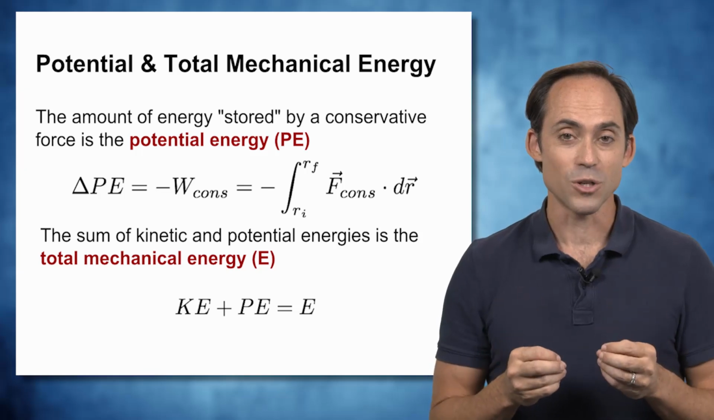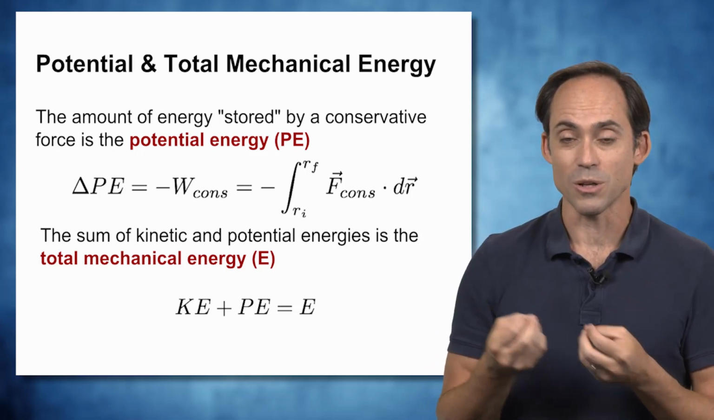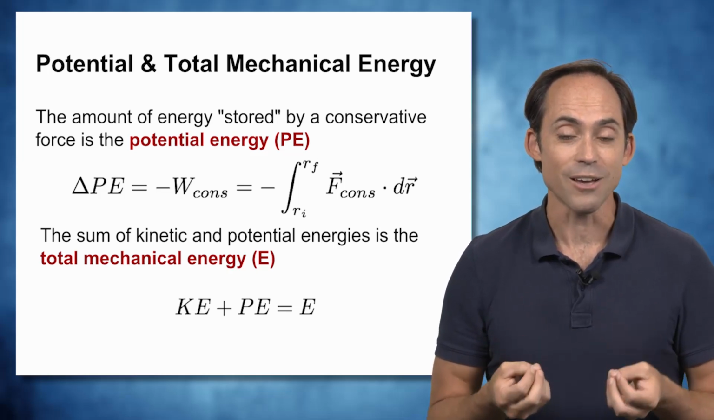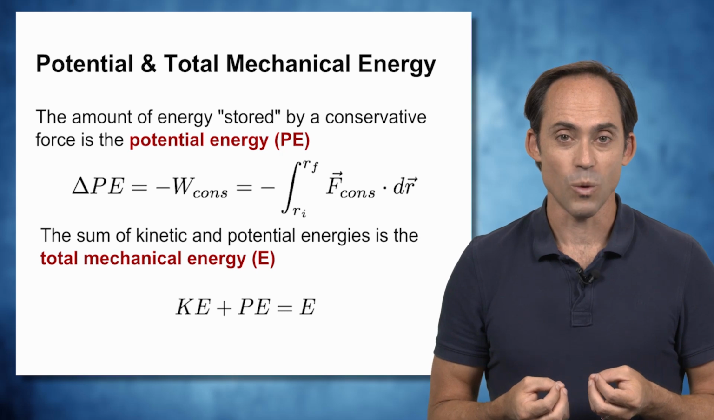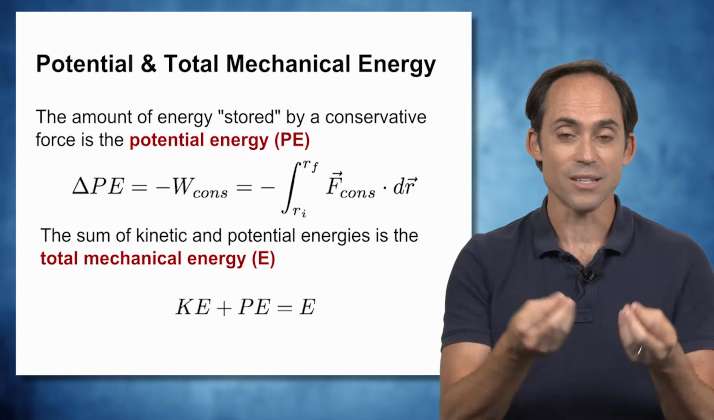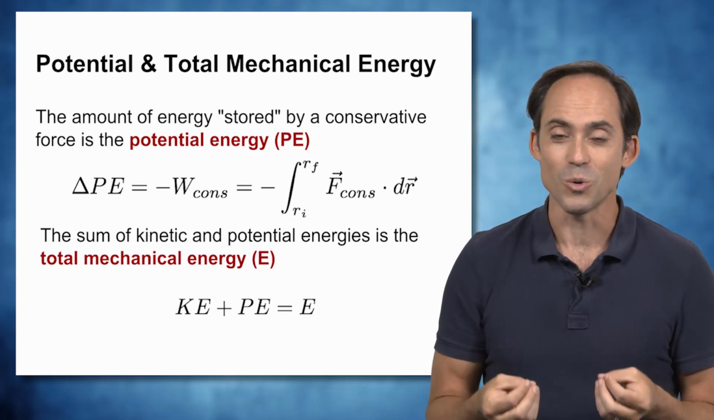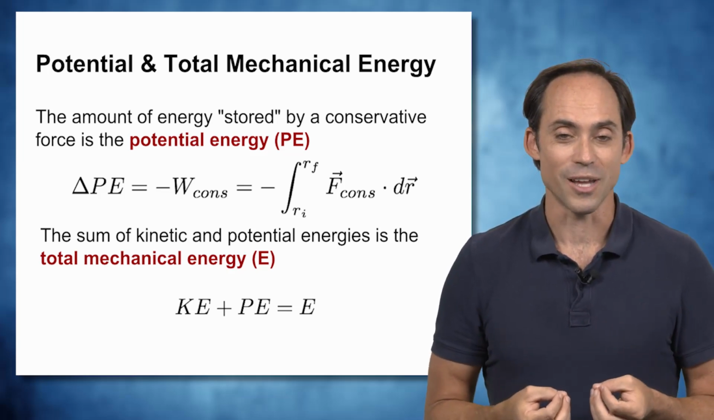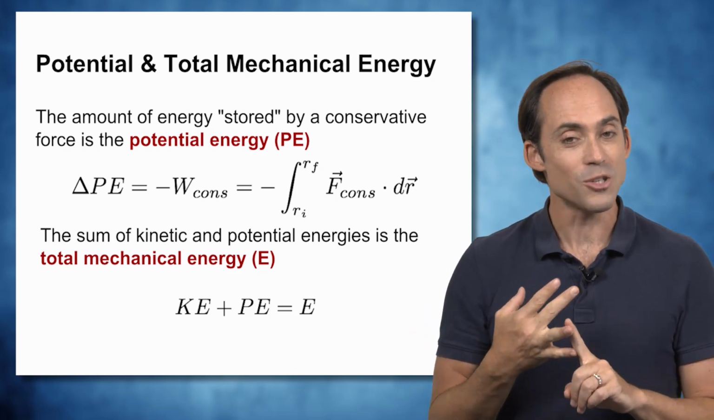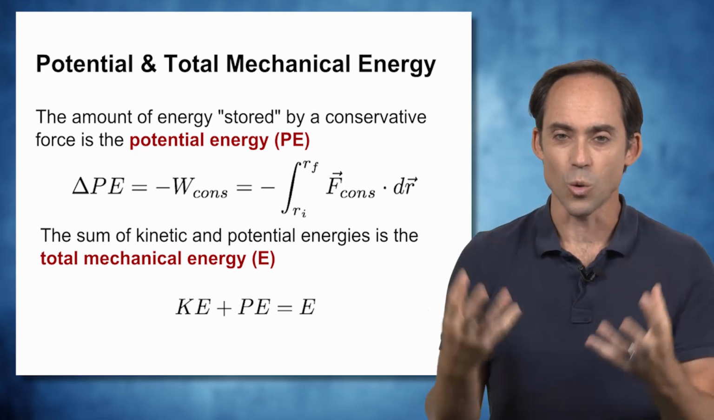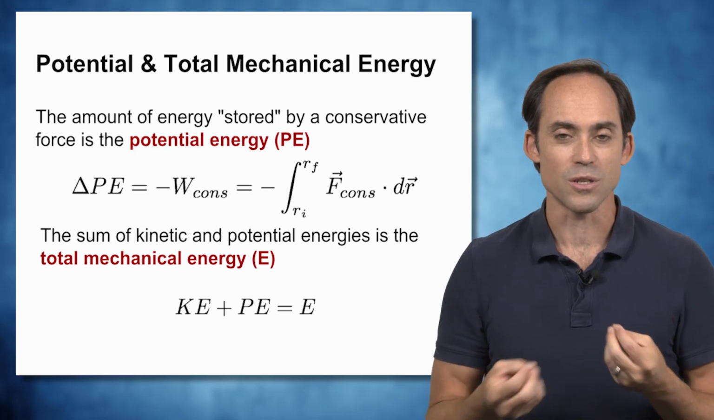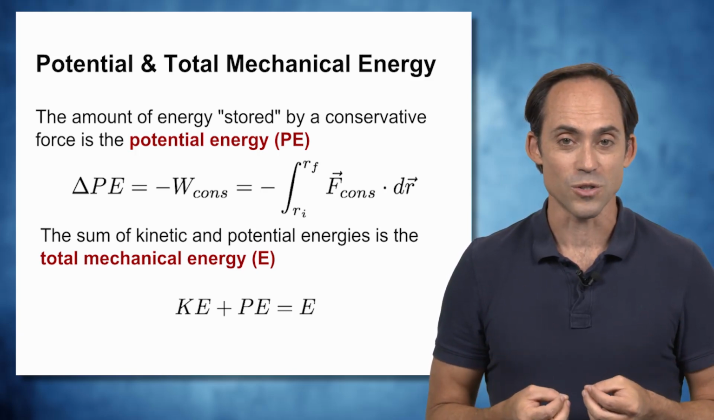Now, the interesting thing is, of course, that because the work along the path is independent of the path, it's very easy often to calculate these potential energies. And when we add kinetic energy to potential energy, that sum is another new quantity that we'll call the total mechanical energy. So just to keep track, we've got kinetic energy, which is the energy of motion. We've got potential energy, which is the energy that's stored in this conservative force. And we have the total mechanical energy, which is just the sum of these two. We'll see why this is important in just a moment.